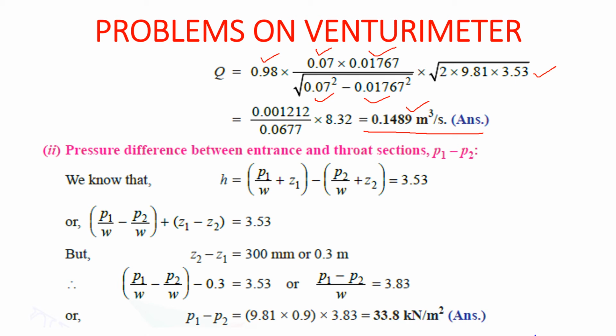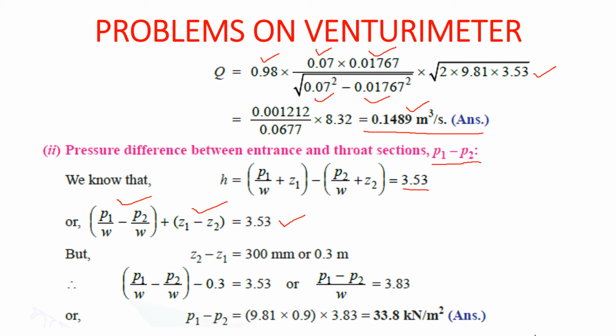Second is pressure difference between entrance and throat section. So what is this value? This value will be denoted by P1 minus P2, right? So we have this particular value as P1 by W plus Z1, that is H, minus P2 by W plus Z2, is equal to 3.53. So now we can write here like this, taking P terms on one side and Z terms on another side, P1 by W minus P2 by W plus Z1 minus Z2 equal to 3.53.